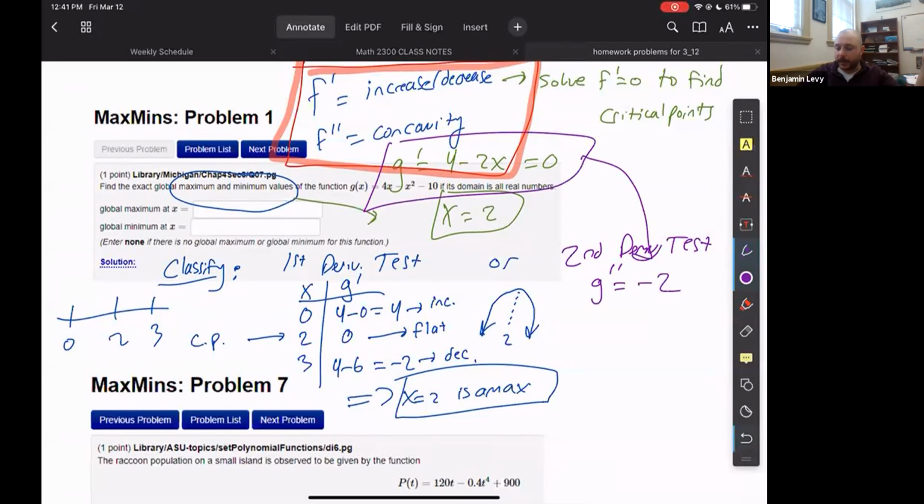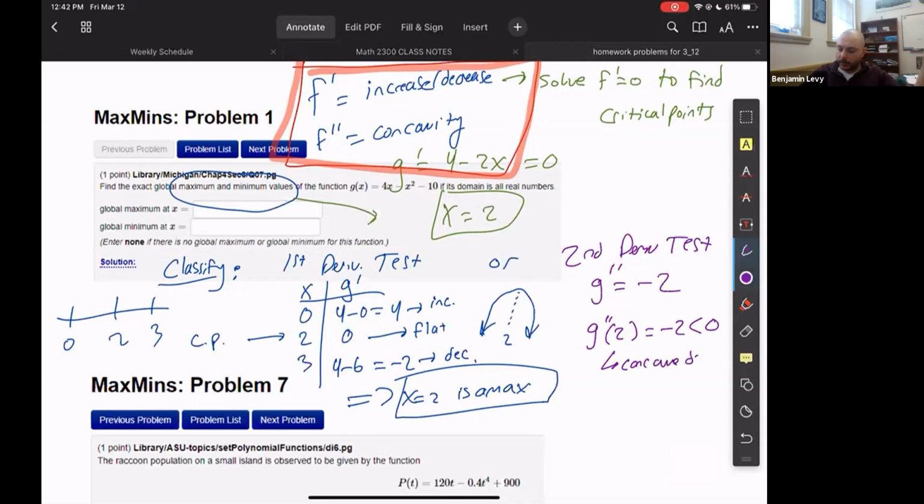So there's no x in there, in other words. And so g double prime of our critical point is always negative, i.e. it's concave down. So it's a flat point from the first derivative being 0, and it's concave down from the second derivative being negative. That also tells us we have a max. So there are two different ways to tell that we have a max at x equals 2.